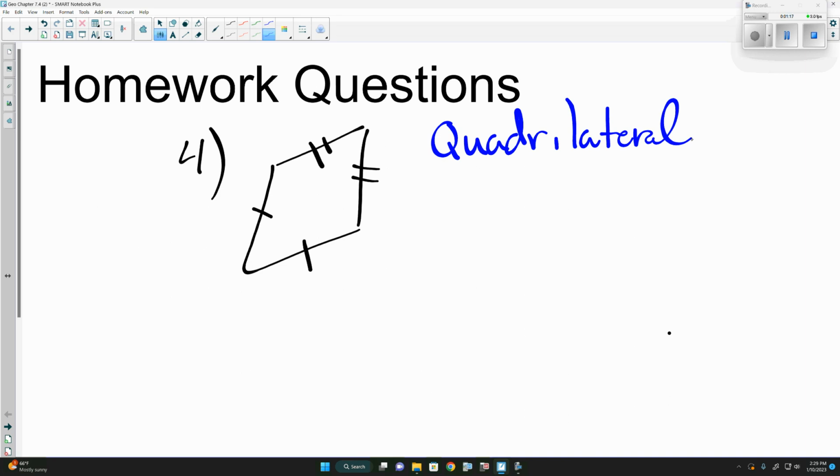Because if it doesn't say 2 sets of parallel sides, with our arrows, we can't say it that way. But if the opposite sides are congruent, then we can say it's a parallelogram. If the opposite angles are congruent, then we can say it's a parallelogram. Now, if all 4 sides were congruent, then it'd be a rhombus. If we have 4 right angles, then it is a rectangle. If it has 4 right angles and 4 congruent sides, then it would be a square.